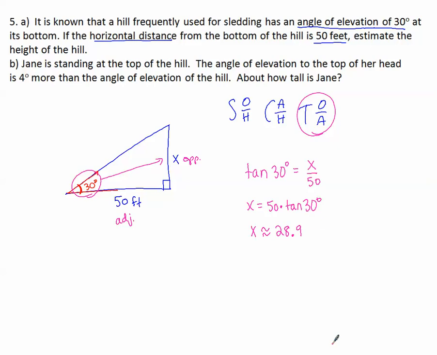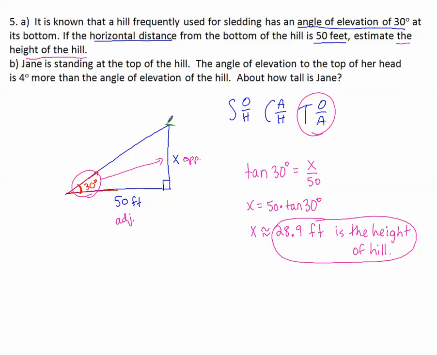And of course, being a word problem, we need words, which means we need units. So how to answer? Estimate the height of the hill. 28.9 feet is the height of the hill. All right? Part A. Part B adds a little bit to this scenario. What does it add? Well, let's read. Jane is standing at the top of the hill.